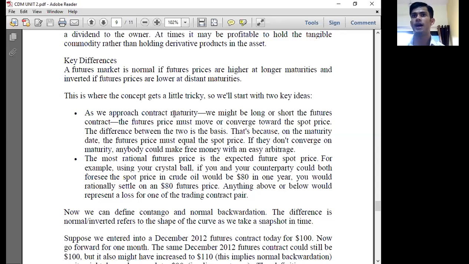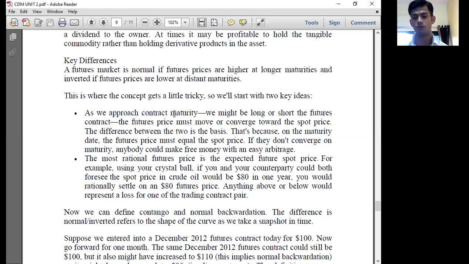You must try to buy goods like this. The most rational future price is the expected future price. For example, using a crystal ball, if you and your counterparty could both foresee that the spot price will be $80 in 1 year, $80 would be rationally settled on as the future price.